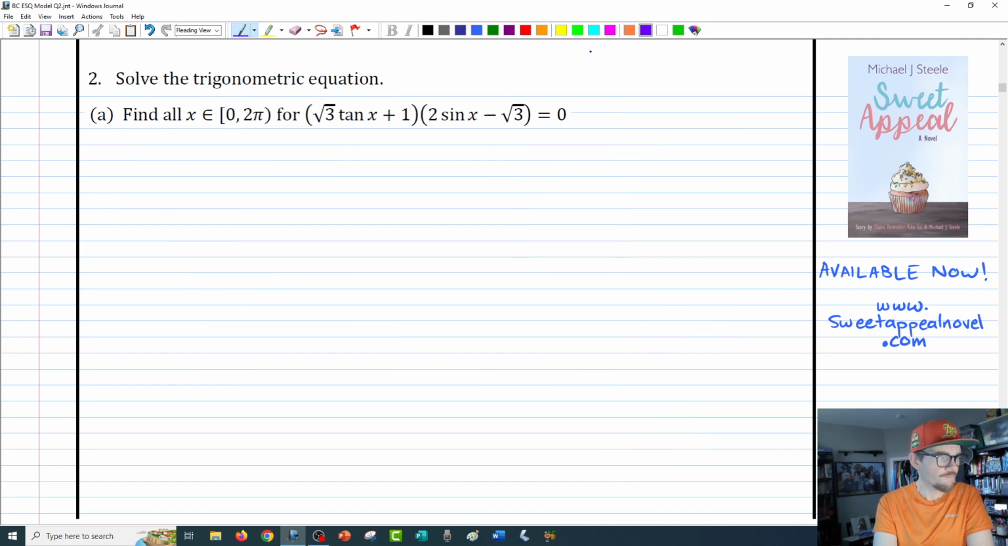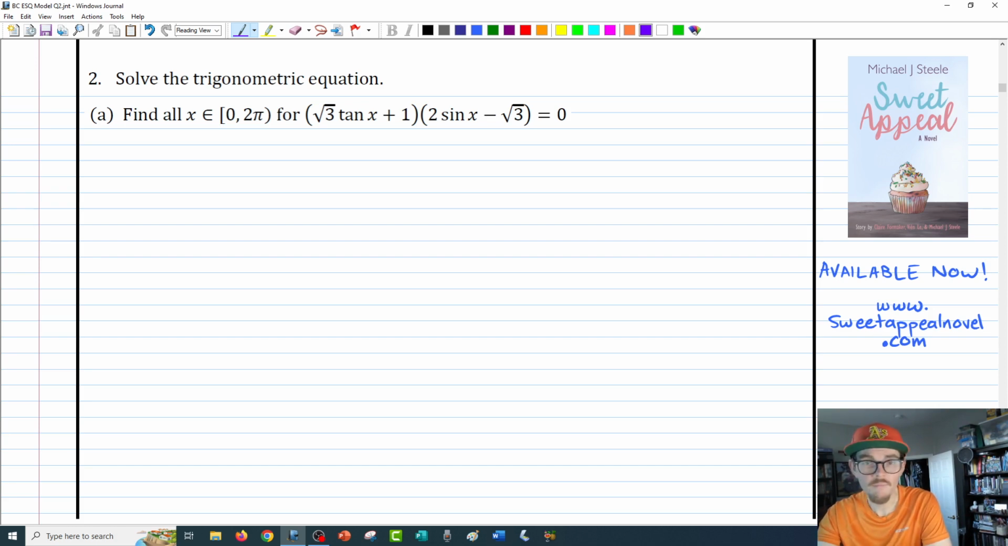Question number 2. People tend to feel less comfortable with trig, and to be fair, I didn't feel that great with it in high school. It took me a little while to get comfortable with it. But I think the nice thing is there's only so many questions we can ask you. And on this model, one of the reasons I rewrote it was I wanted to be really explicit about the types of questions I might ask you with a topic like trigonometric equations.